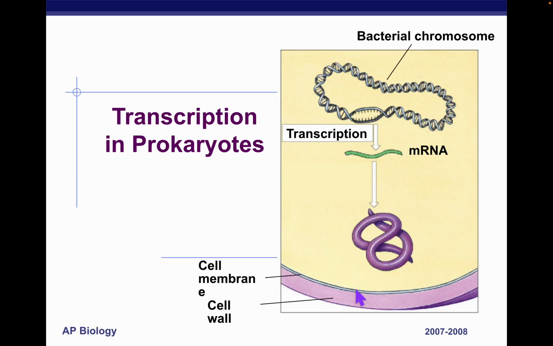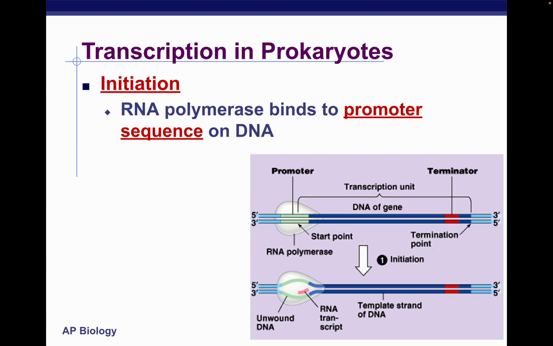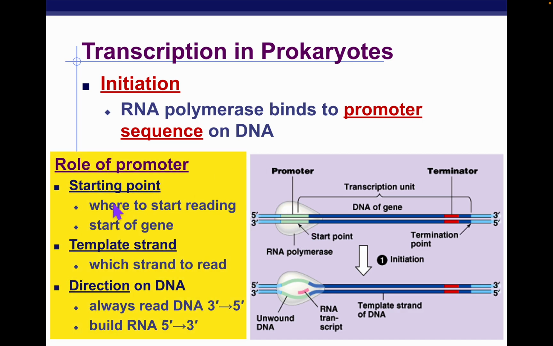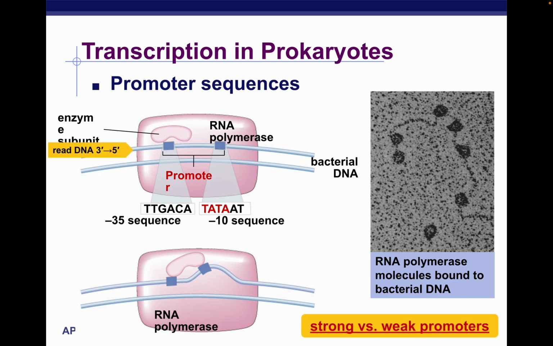So really quickly, we're going to talk about transcription in prokaryotes and compare prokaryotic and eukaryotic transcription. Transcription in prokaryotes starts with initiation. The RNA polymerase will bind to what we call a promoter sequence in the DNA. The role of the promoter is to give us a starting point. Where do we start reading it? It tells us which template strand we want to read, and the direction of the DNA. The DNA is always read 3' to 5', and we build RNA 5' to 3'. This is showing you our promoter sequences. We're reading the DNA 3' to 5'.